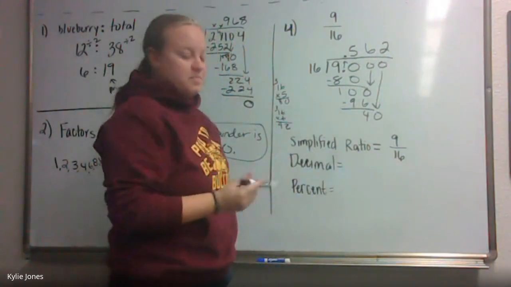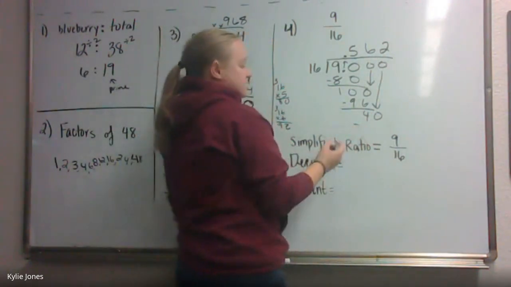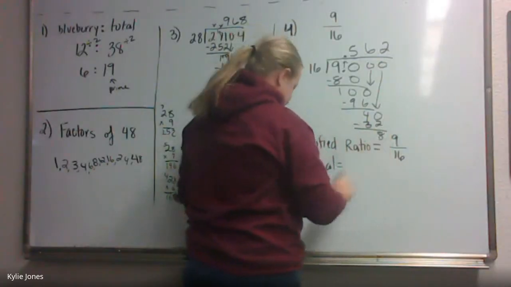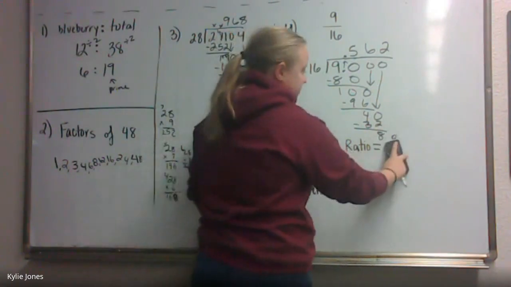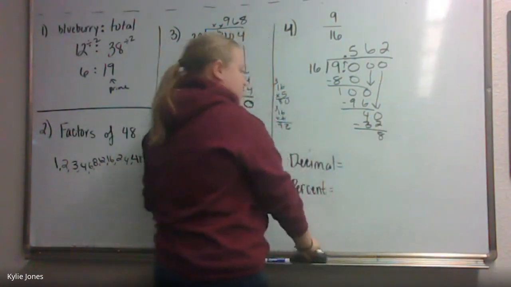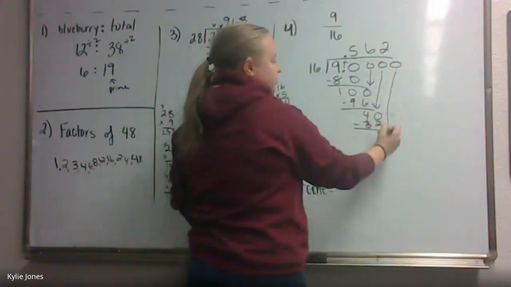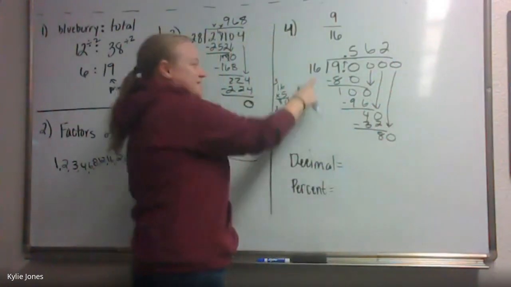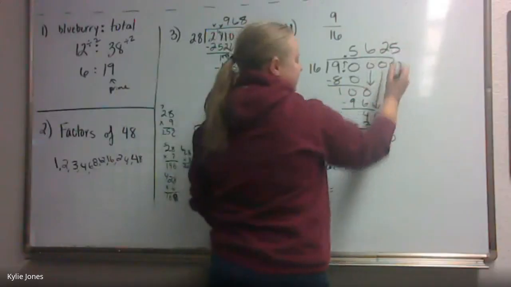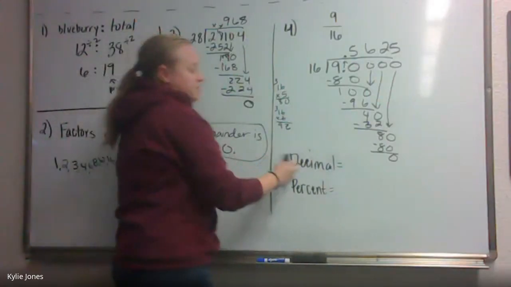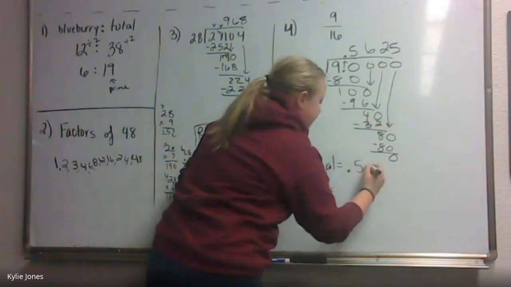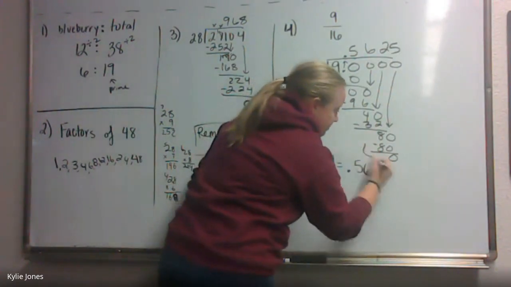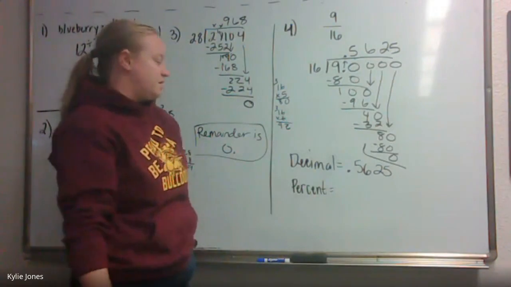And what do you get? 2 times 16? 32. Subtract and get 8, right? Add another 0. Add one more 0. And we have 80. Does 16 go into 80? Yes, 5 times, evenly, right? Yep. So the decimal here is 0.5625.